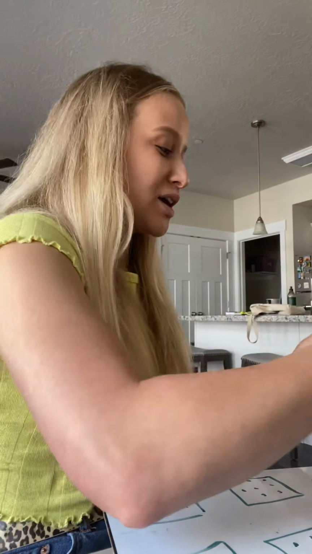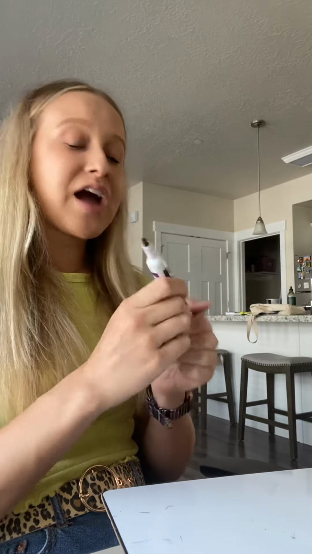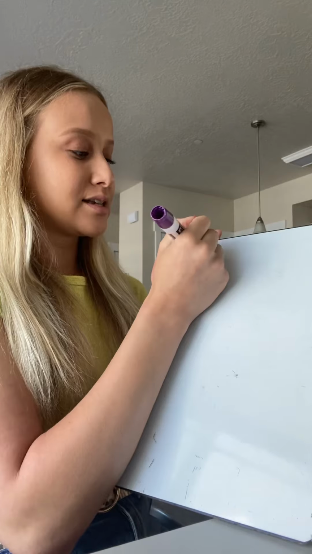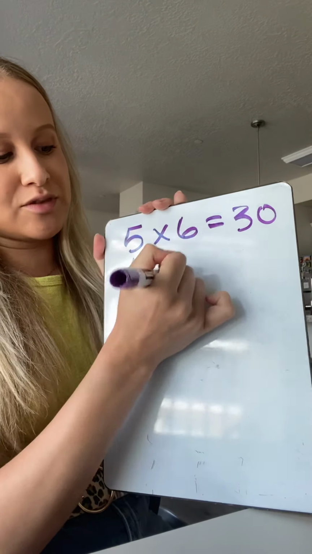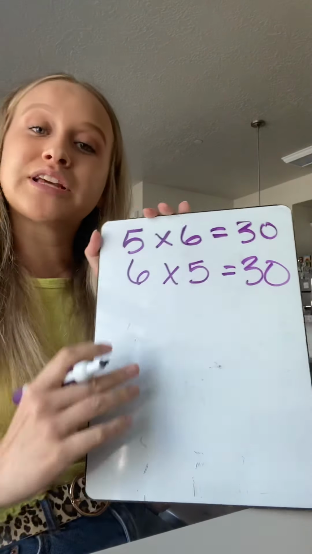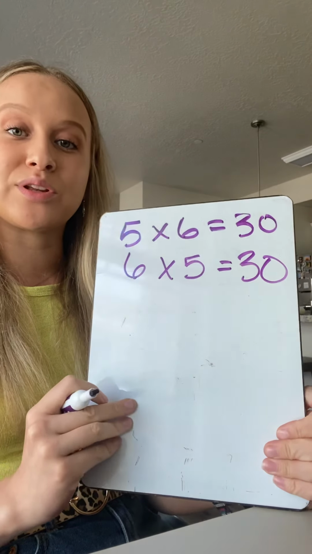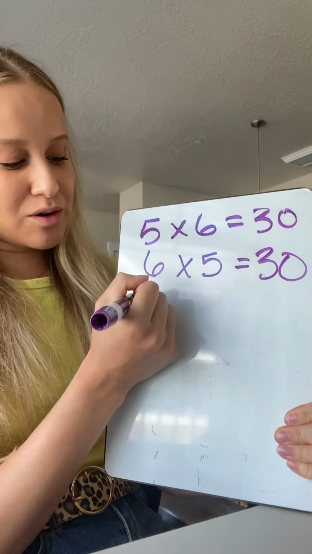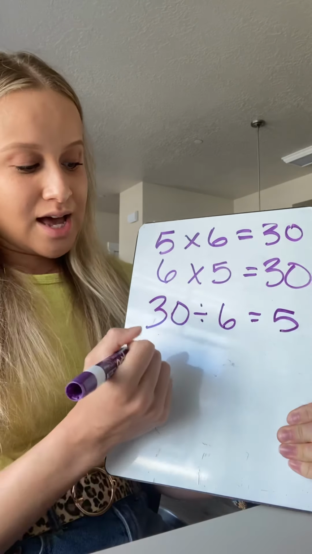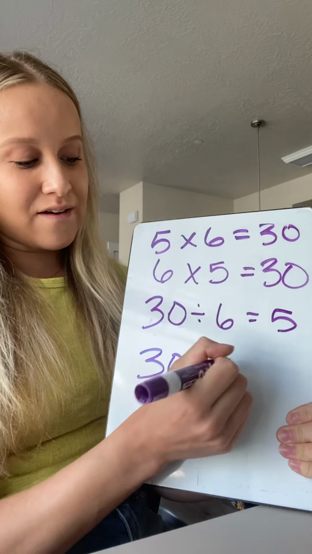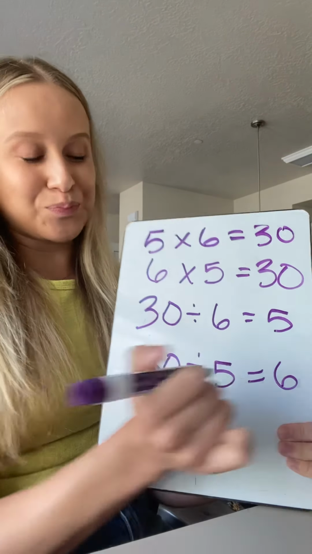All right, boys and girls, we have come to our last practice problem for today, and we will be using the fact family strategy. So I'm going to go back in with my purple marker. And the fact family that I would like you to complete is 5 times 6 equals 30. 6 times 5 equals 30. Please press pause and finish the fact family and press play when you are finished. All right, so you should have written 30 divided by 6 equals 5. And 30 divided by 5 equals 6.